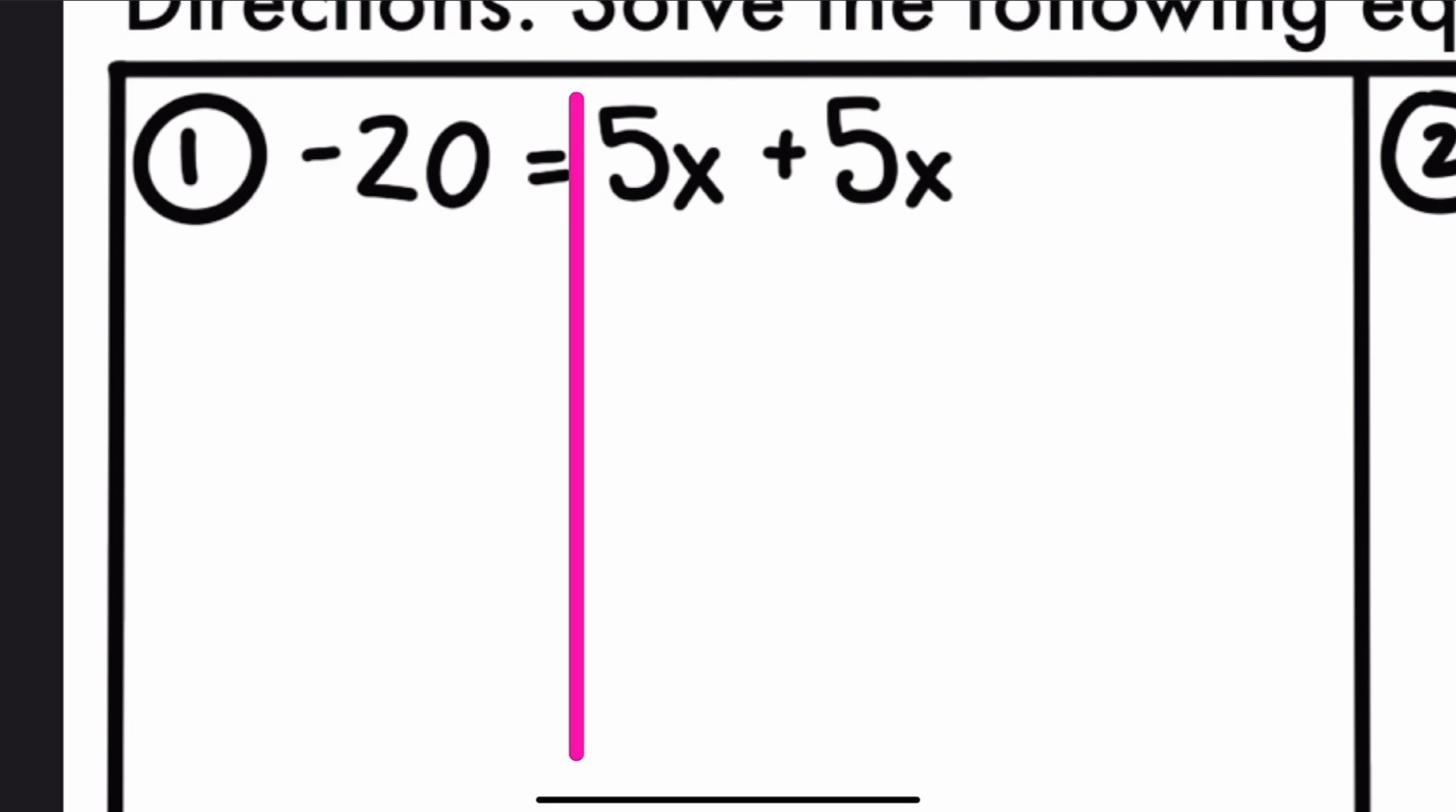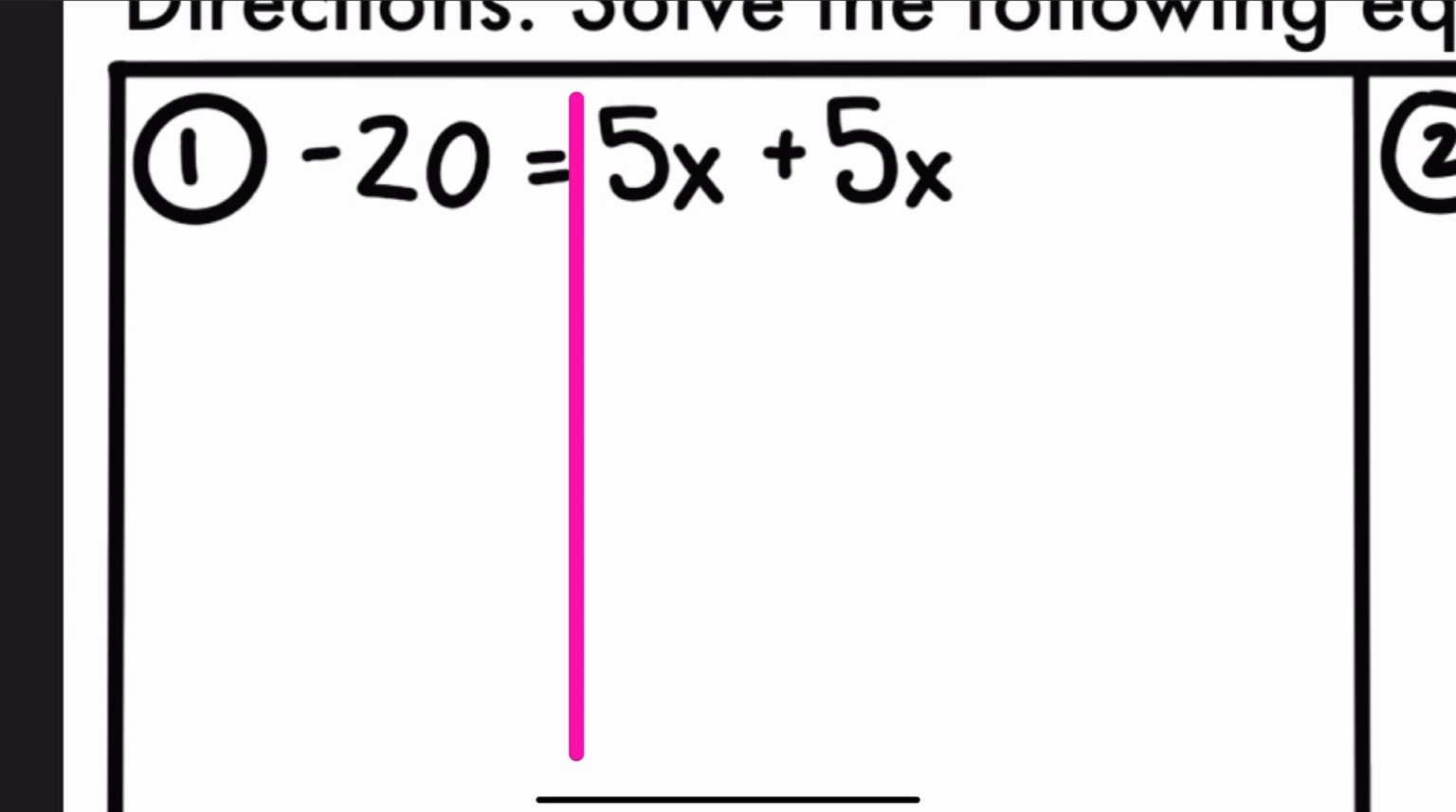And this says that we have negative 20 equals 5x plus 5x. First step that we have is going to be distributing. But I can only distribute if I see a set of parentheses. Since I don't see those parentheses, I am not going to do that distributing step. I don't need to. But what I will need to do is use that combining like terms step. So I'm going to move on to that one, number 2.